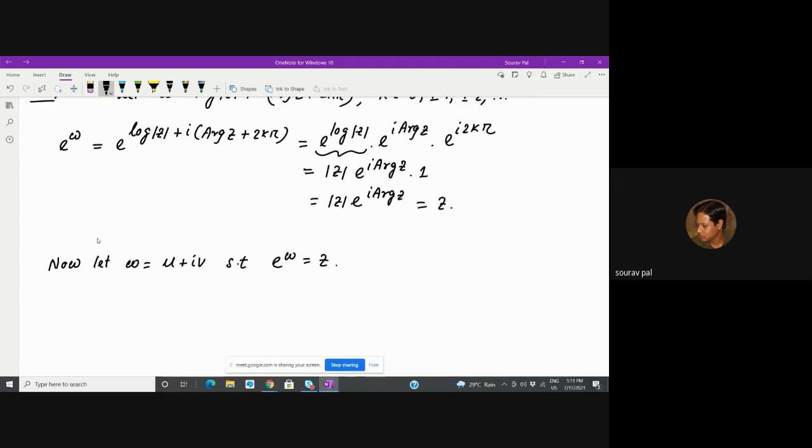What is the polar representation? We have e to the U plus iV equal to z. So what is e to the U? You just look at here. If I write it as R e to the iV equal to z, then this R is precisely e to the U, which is equal to mod z. This is the polar representation of the complex number z.